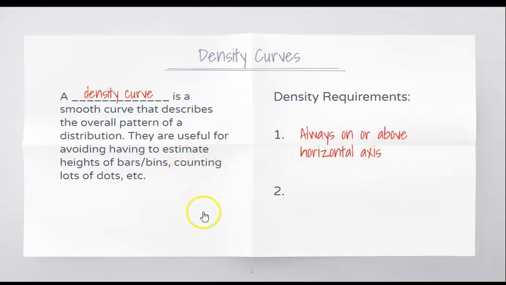The first thing is it always has to sit on a horizontal axis. That makes sense. All of our displays have a horizontal axis. And the second thing is that the area under it is exactly 1. So when we calculate an area underneath it, we are looking for a probability of a specific outcome. So that's what a density curve is. It follows the shape of the distribution. It always sits on a horizontal axis and has an area of exactly 1 underneath.